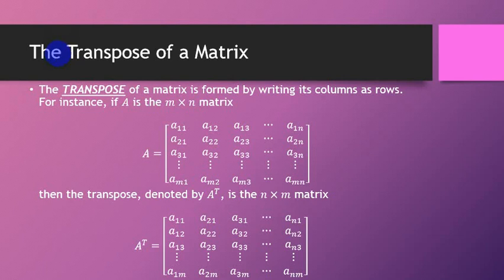So, another property or another matrix that we need to look into is the transpose of a matrix. The transpose of a matrix is formed by writing its columns as rows. For instance, if A is the m by n matrix here, then we would have to write these as the rows, and it will be denoted by A with an exponent of t, which is the n by m matrix that would be like this. Let's have a very specific example.